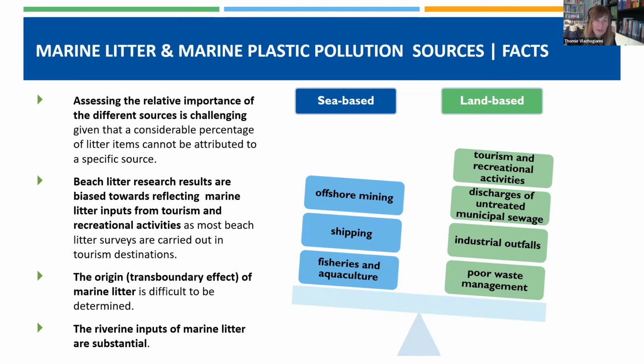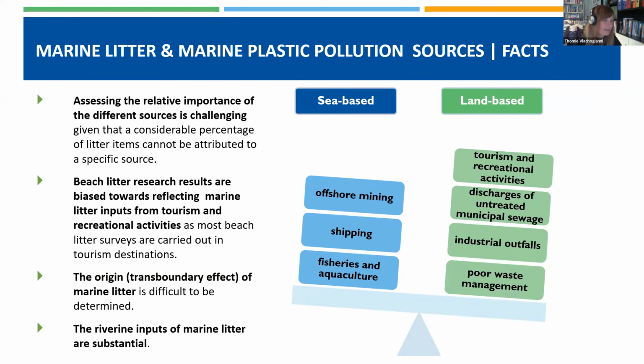So coming back now to the importance of land-based sources versus sea-based sources, assessing the relative importance of the different sources is very challenging. Yesterday, on Tuesday, we were discussing the joint list, and if you remember, there was one class of litter items that was not attributed to any kind of use. So the so-called non-identified source litter items. This means that these litter items can be coming from different types of activities.